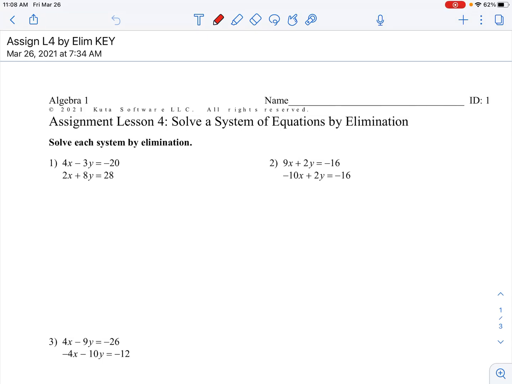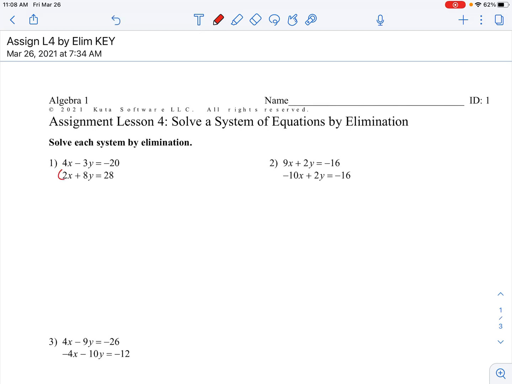Number 1. All right, if I try to add these two equations together as is, neither the x's nor the y's would eliminate. So what I need to do here, like we did in class today, is focus on changing one of the variables, either the x's or y's, to be opposite coefficients, a positive 5 and negative 5, a positive 10 and negative 10.